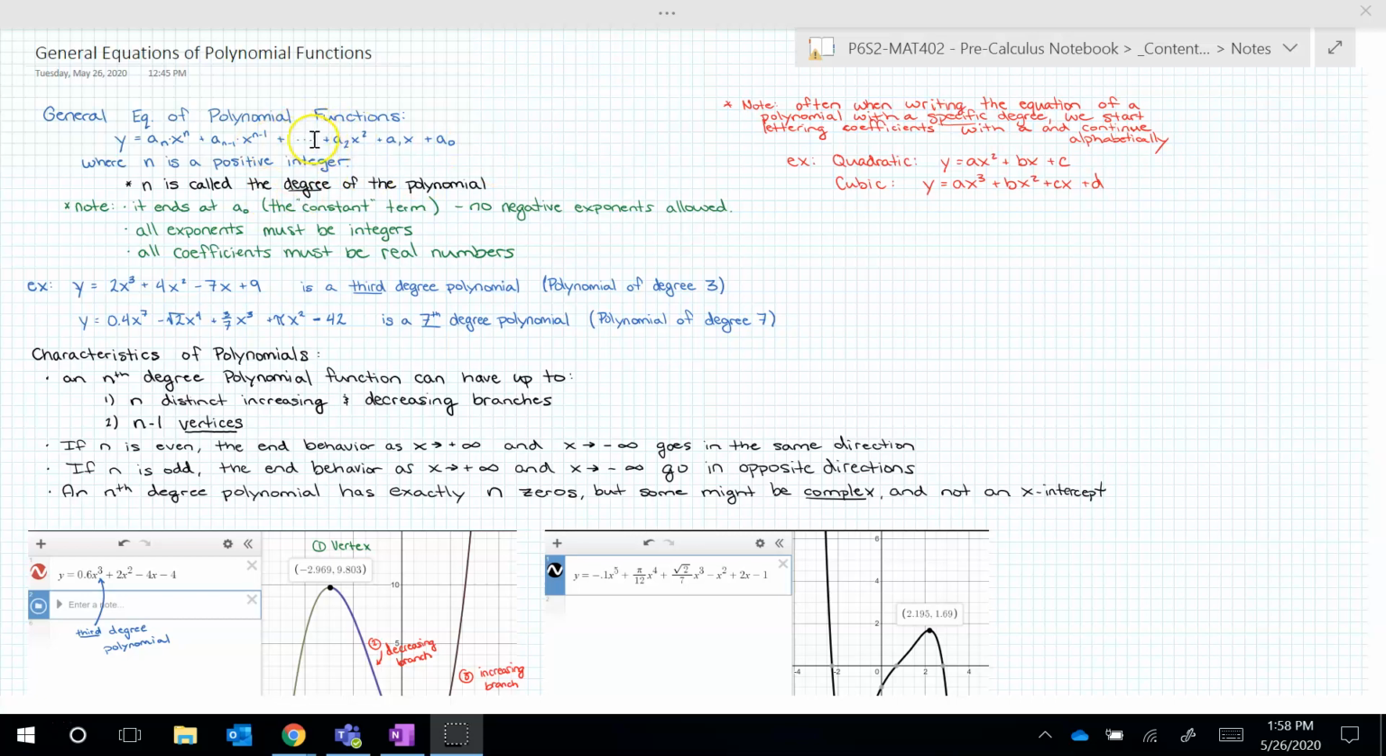I have this dash in between here because if n is a larger number, something more than 5 or 6, I can fill it in the whole way through, right? These exponents have to be whole numbers, right? And it always ends with a sub 0. We never go into the negatives there. Right, the coefficients have to be real numbers.